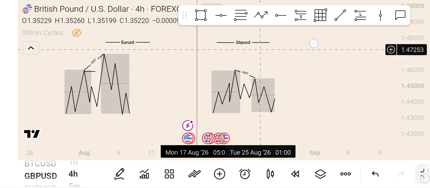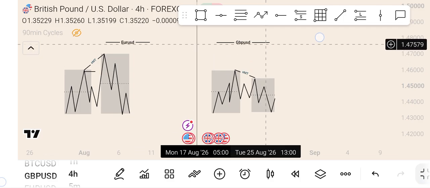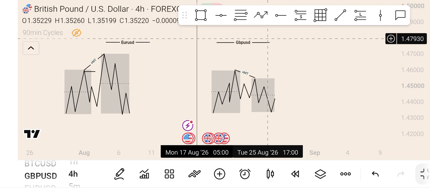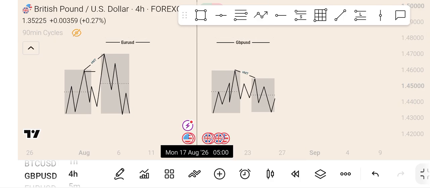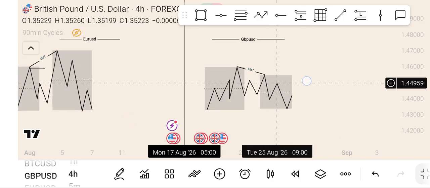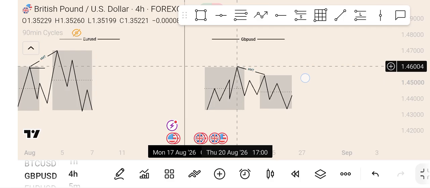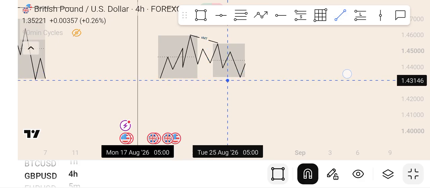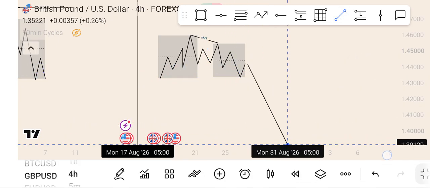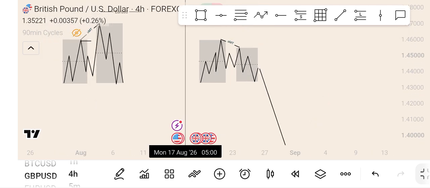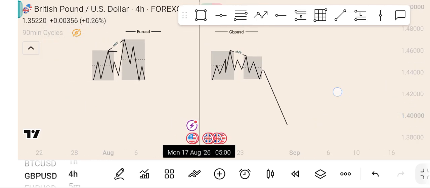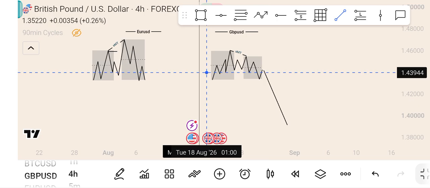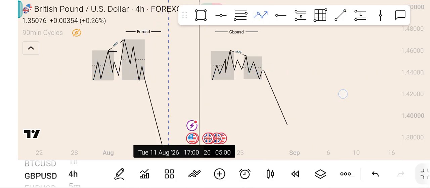Sequential SMT occurs between two correlated assets. So now you might be thinking, how do I combine narrative and SMT? SMT is a bias model. Once we see an SMT occur, and it occurs in the right part of our narrative, we can say price wants to go down. This is a bearish SMT. I don't know why I like using bearish examples. So I say yes, price now wants to move down. That is just an SMT.